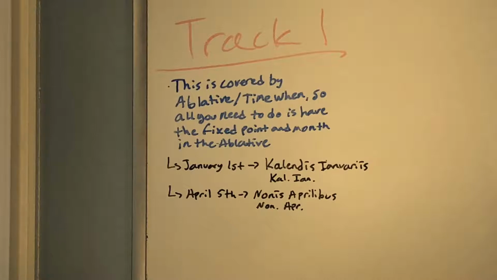If you remember, April is one of the months that is a third declension adjective, which is why there is an ibus ending. The fixed point and the month have to agree in gender, number, and case, but not in ending, which is why you have the ibus ending, because ibus is the ending that agrees with gender, number, and case with nonis. Below that date, you can also see the abbreviation for April 5th.